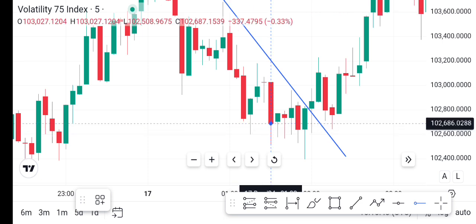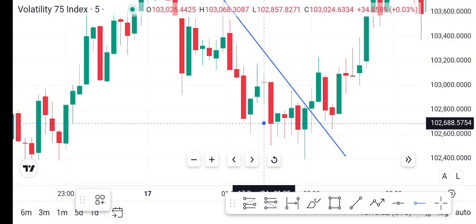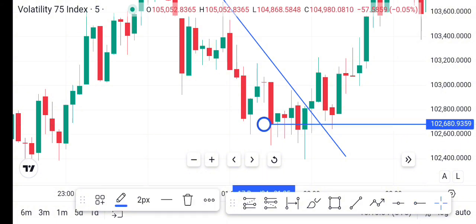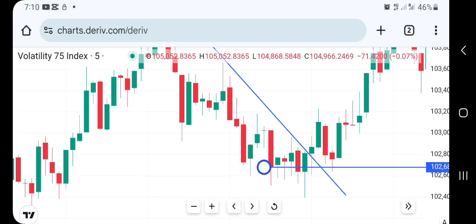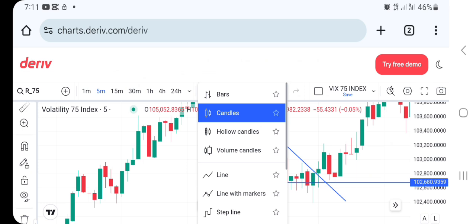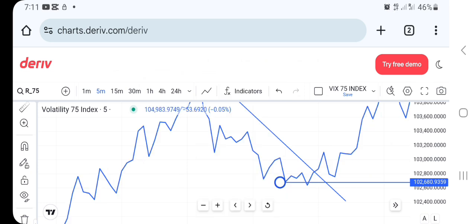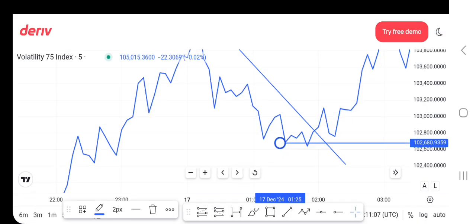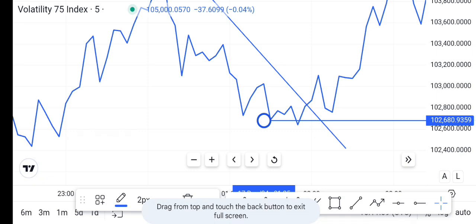So we mark exactly the body here. To mark it very well, what we have to do is go to our line chart. Let me go to our line chart, and then we see how it will look, guys. So we have got our line chart.